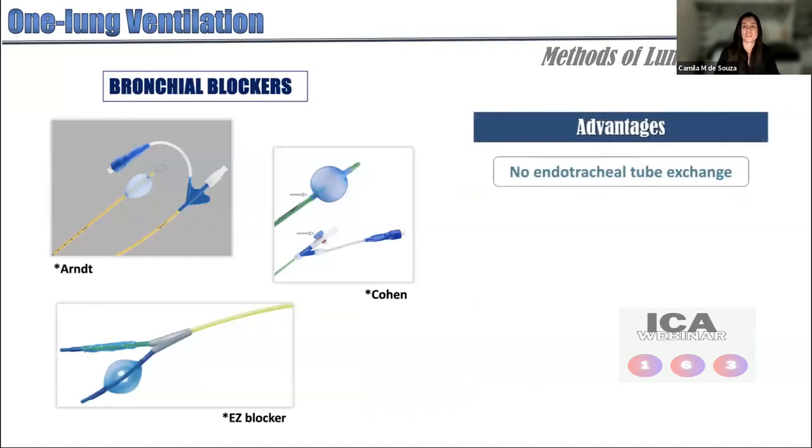The main advantage of the bronchial blockers in this situation is that it can be inserted through a regular endotracheal tube, so you don't have to worry about exchanging the tube at the end of the case. It's also great for patients who are already intubated because the tube serves as a conduit for the bronchial blocker insertion. You don't have to switch anything.